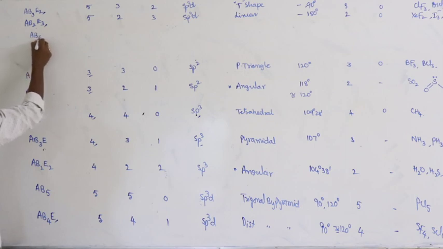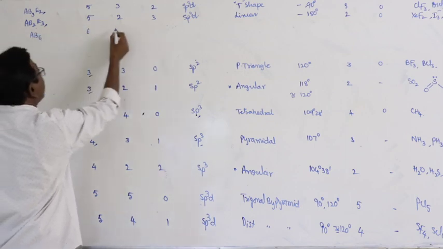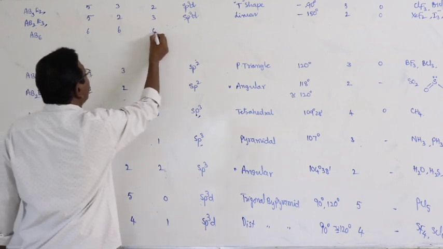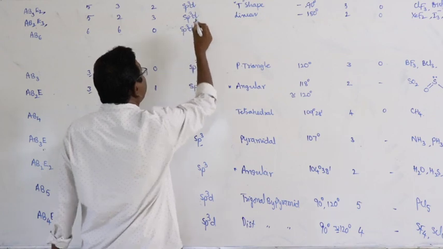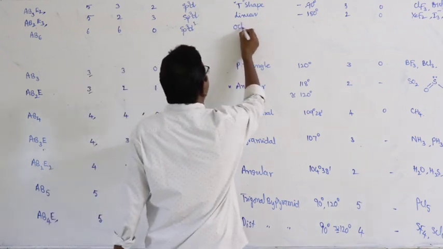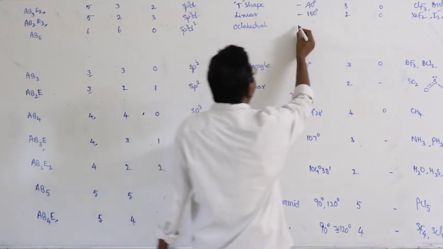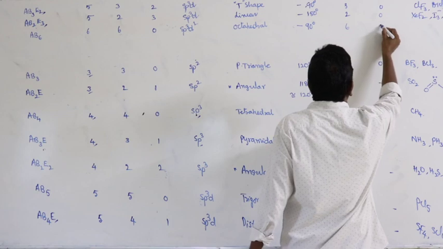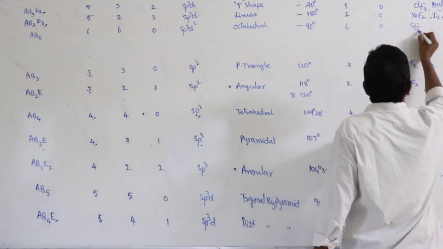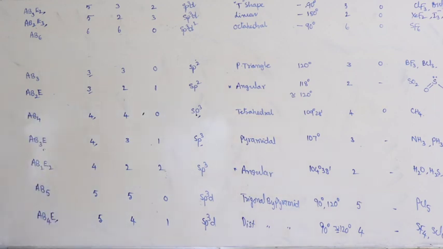Next, AB6. Number of electron pairs 6. Bond pairs 6. Lone pairs 0. Hybridization sp3d2. And the shape of the molecule is octahedral. Here the bond angle is 90 degrees. Example: SF6.